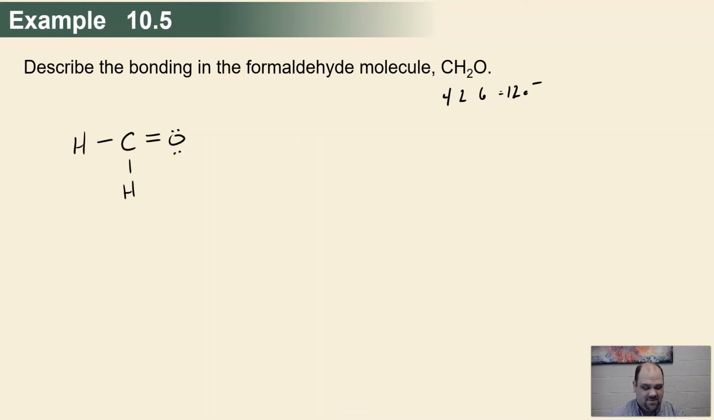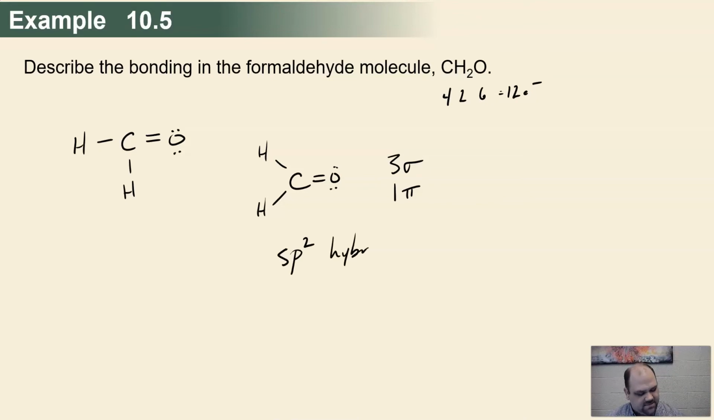Before we go any further, let's think for a minute what the geometry of this guy is. He's got 3 electron groups. Remember, a double bond counts as 1 electron group. So we should draw him, really, as a trigonal planar kind of molecule. So he should look more like that. 3 electron groups means 3 sigma bonds. A double bond means 1 pi bond. So 3 sigma, 1 pi. What hybridization goes along with that? Well, if we need 3 sigma bonds, then that's going to be sp2 hybridized.